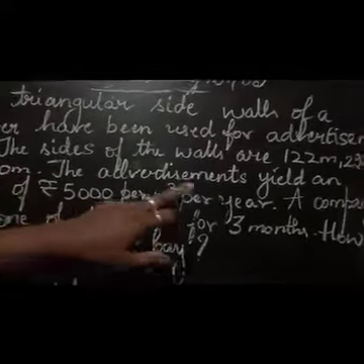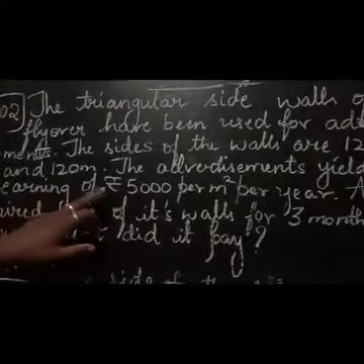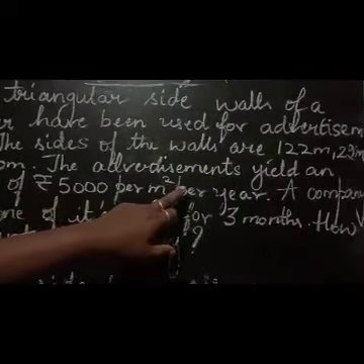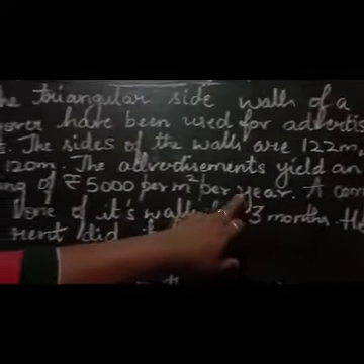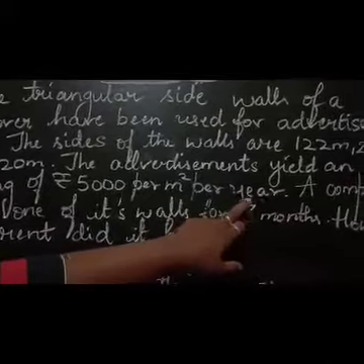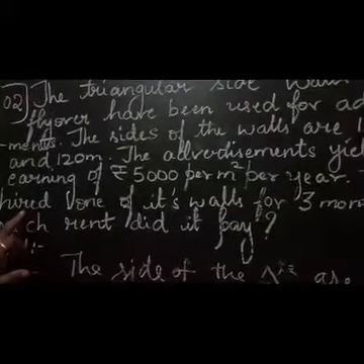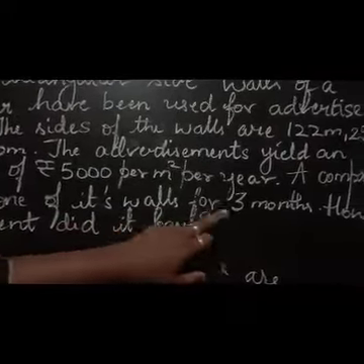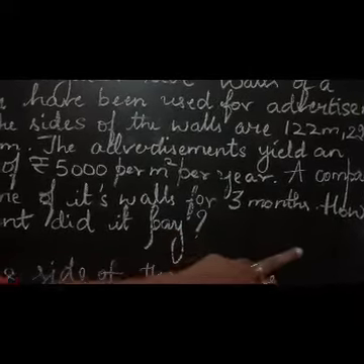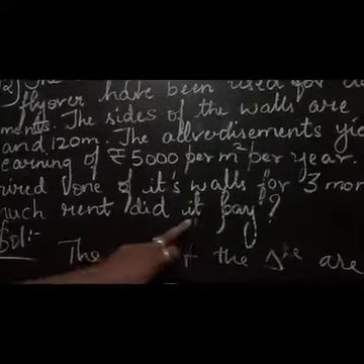The advertisement held on hiring of rupees 5,000 per meter square per year. Per year means it is for 12 months. A company hired one of its walls for 3 months. How much rent did it pay?